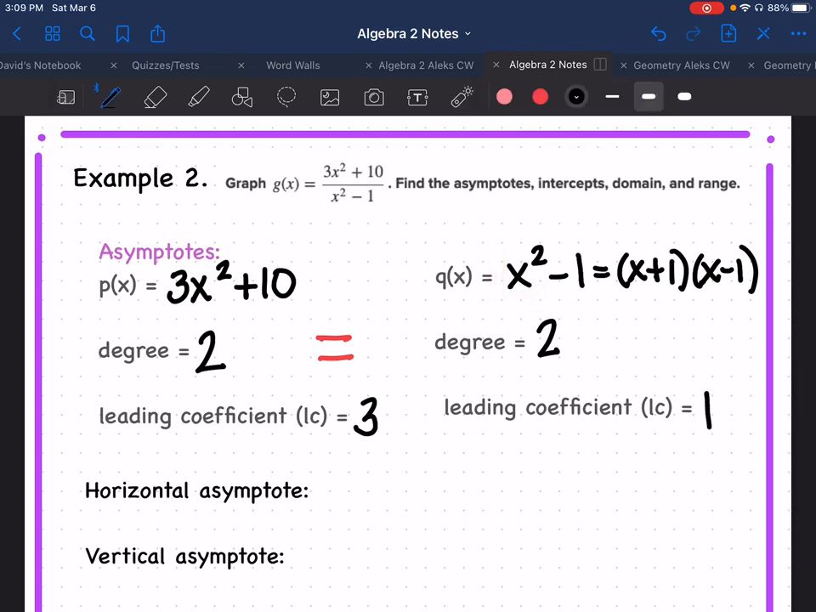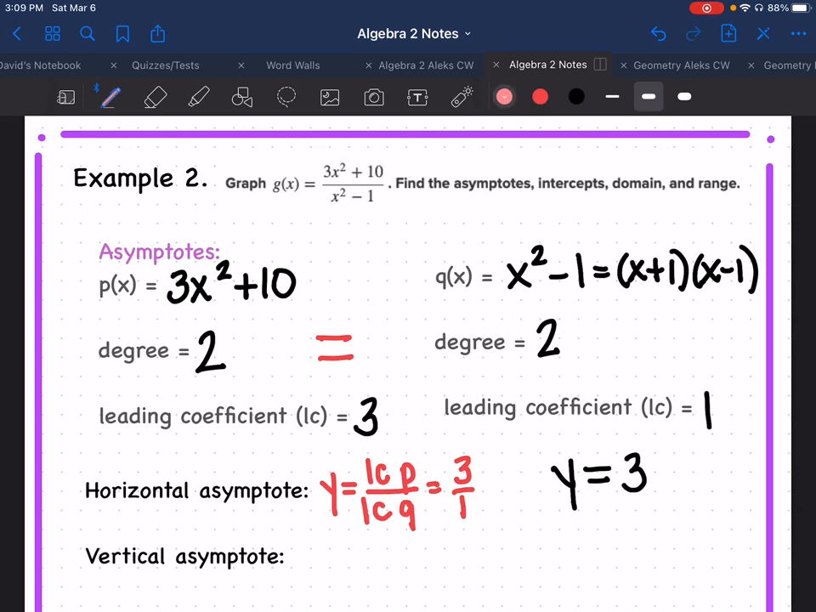To find my horizontal asymptote, I'm going to use that equation where I take my leading coefficient of P and I divide it by my leading coefficient of Q. So that means I have 3 divided by 1. My horizontal asymptote is at y equals 3.